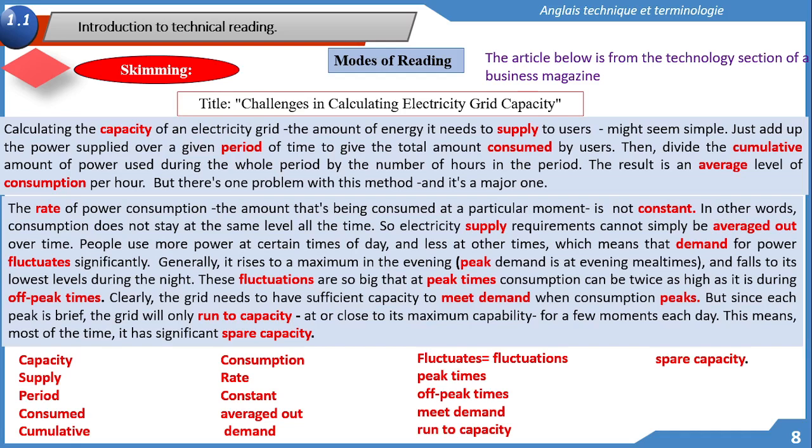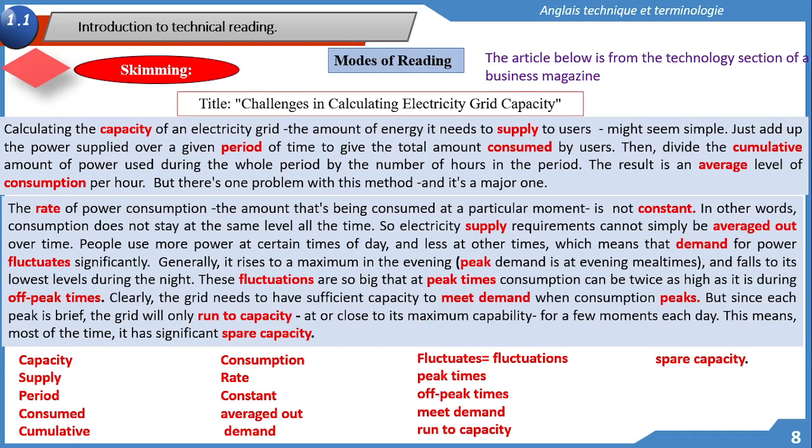So the article here discusses the challenge of calculating the capacity of an electricity grid. It starts by explaining a seemingly simple method for calculating energy supply needs based on a time period. However, it highlights a significant problem with this approach: the fluctuation in power consumption throughout the day. As you skim through the article, you pick up on key phrases and sentences.